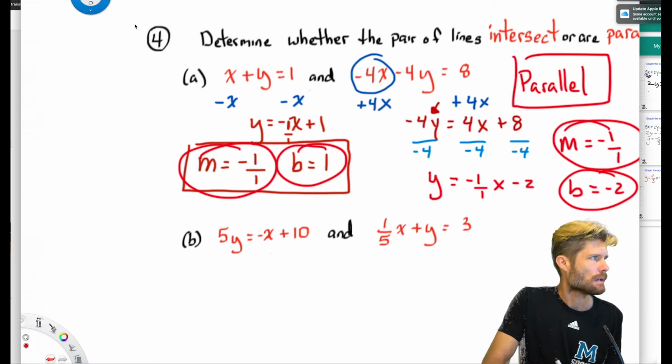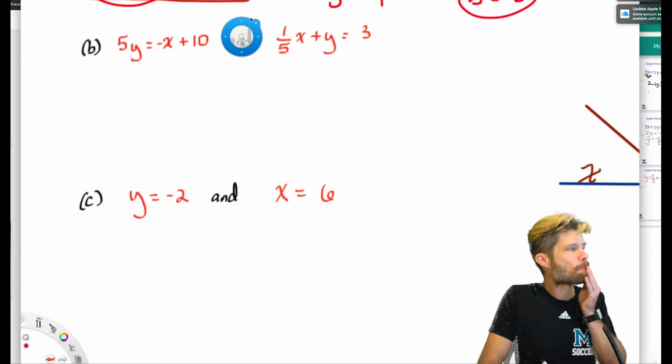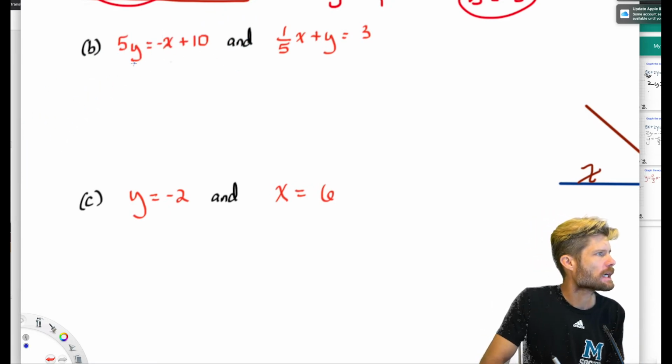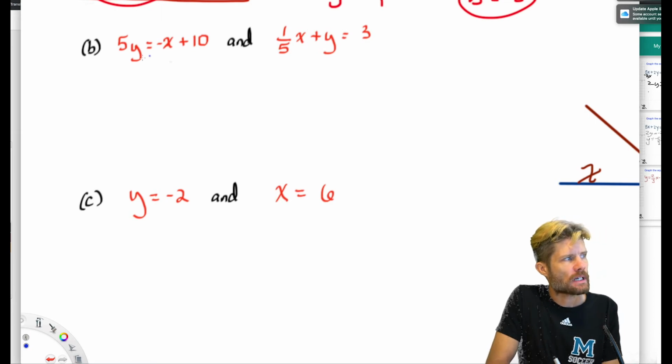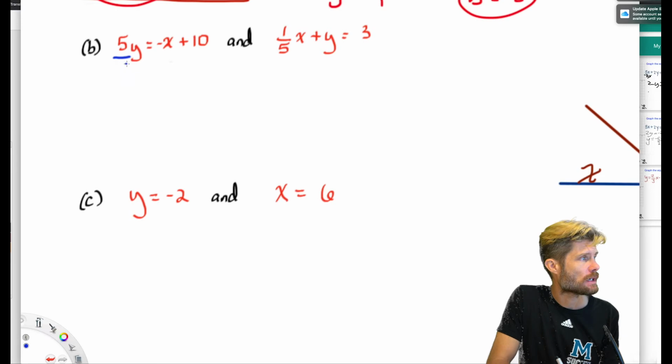All right. Two more left. B, we got 5y equals negative x plus 10. Well, y is not by itself. We've got to get y by itself. How do we undo multiply 5? We divide it.